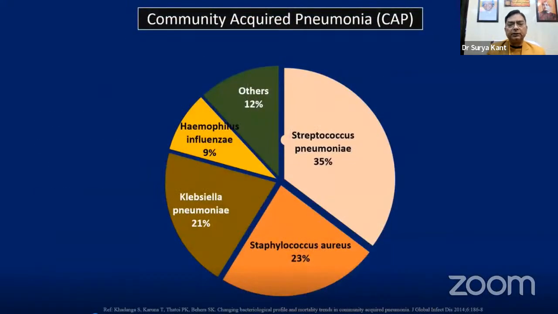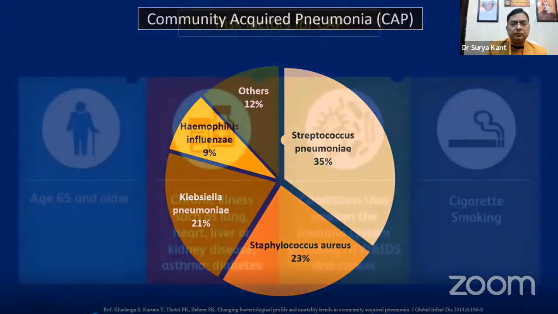Now, what are the causative organisms responsible for this very important lower respiratory tract infection, community-acquired pneumonia? Streptococcus pneumoniae is the main culprit, the main bug, I can say. It is responsible for 35% of community-acquired pneumonia. Next is Staph aureus, especially in children, attributed to 23% of pneumonia. Klebsiella pneumoniae 21%, and Haemophilus influenzae 9%. Other bugs can be responsible in 12% of cases.